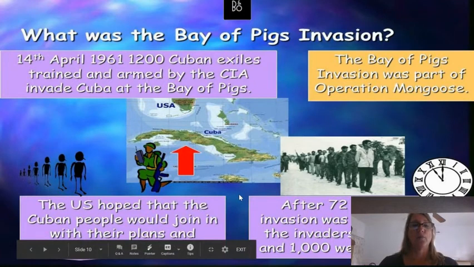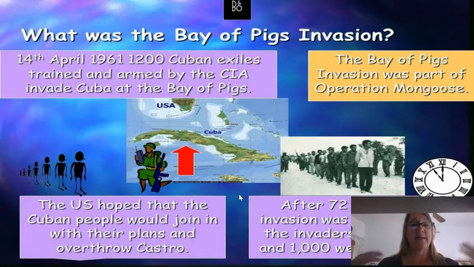The U.S. hoped that the Cuban people would join in with these exiles and join in with their plan to overthrow Castro. After 72 hours, which is about 3 days, the invasion was over. 200 of the invaders were killed, 1,000 were captured.